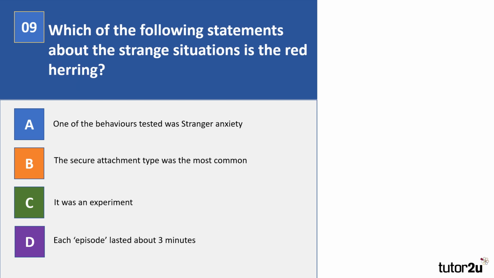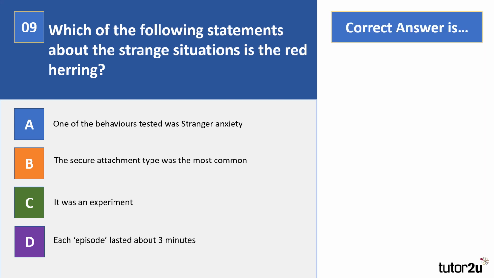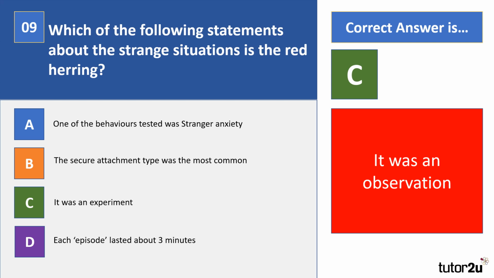Next question. Which of the following statements about the strange situation is the red herring? A, one of the behaviours tested was stranger anxiety. B, the secure attachment type was the most common. C, it was an experiment. D, each episode lasted about 3 minutes. So which one of those is not true? Pause the video. Okay, your correct answer is C. It wasn't an experiment. It was an observation.